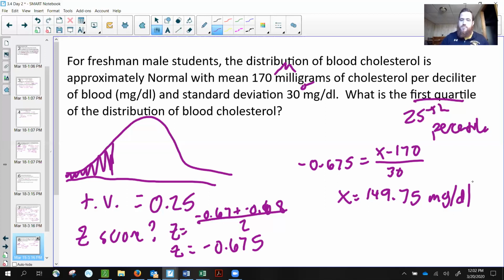So I'll stop sharing my screen here. So there's 3-4, day 2. That's the last section of this chapter. Where do we go from here? We're going to figure that out.